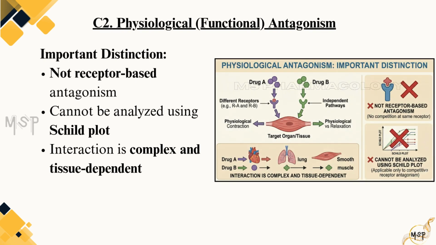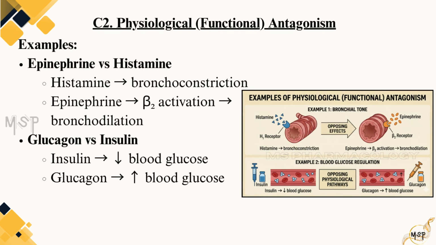Important distinction. Unlike competitive antagonism, physiological antagonism cannot be quantified using simple receptor pharmacological tools, such as the Schild plot. The interaction is complex and tissue-dependent. Examples: epinephrine versus histamine. In anaphylaxis, histamine causes dangerous bronchoconstriction. Epinephrine doesn't block histamine receptors. It binds beta-2 receptors to cause bronchodilation, fighting the effect via an opposing pathway.